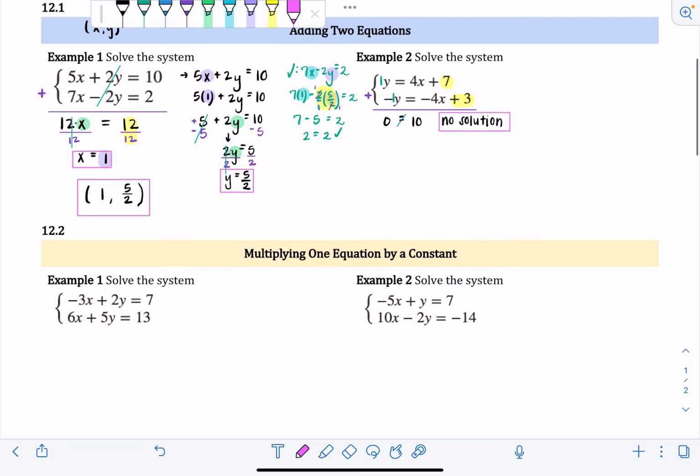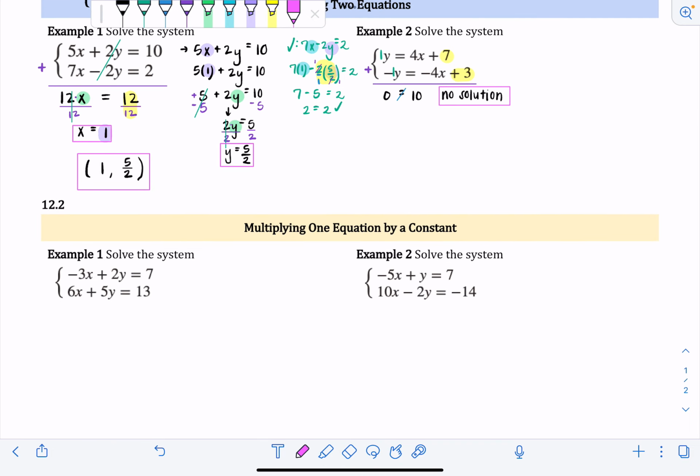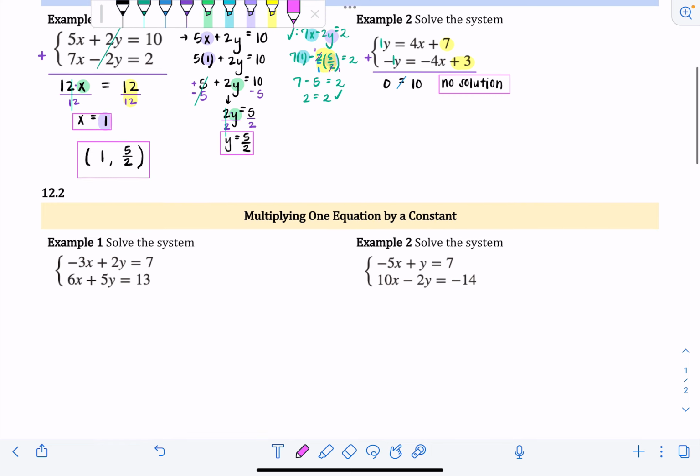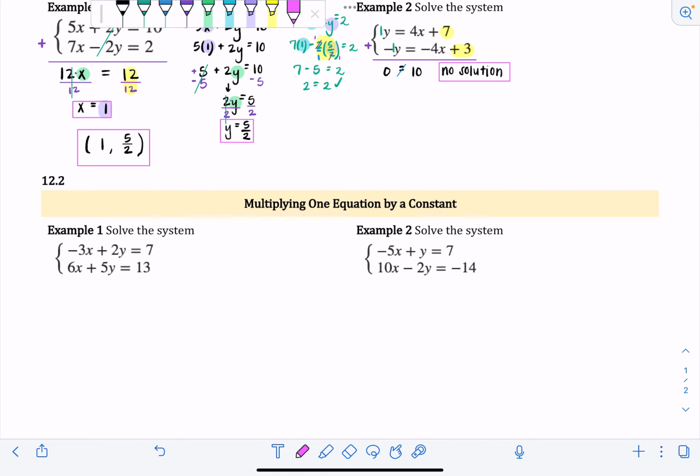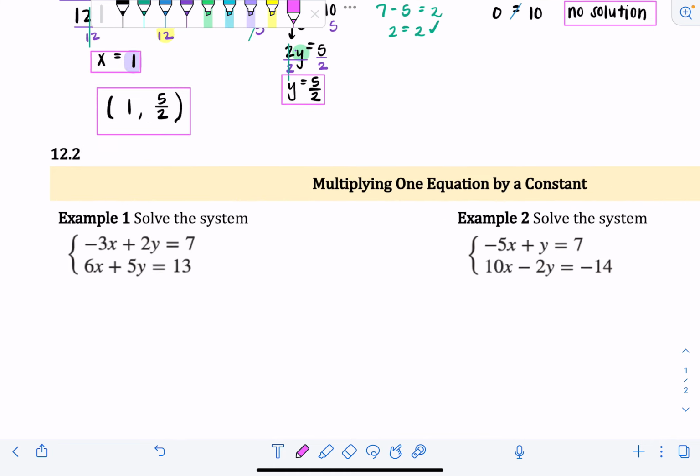Okay, so 12.2, multiplying one equation by a constant. A constant is just a regular number without a variable or anything like that. So like 4 or -2, or it could even be a fraction, like 1/2. But it's just a number. The word constant means to stay the same. So it's a number that is itself, it's not changing.